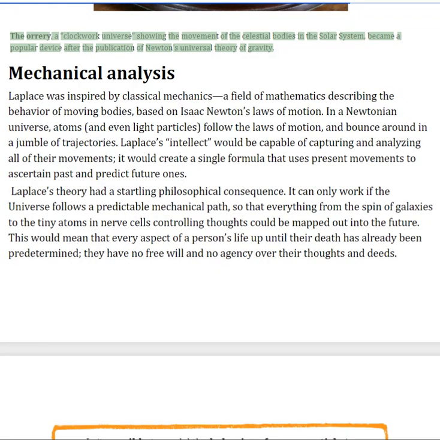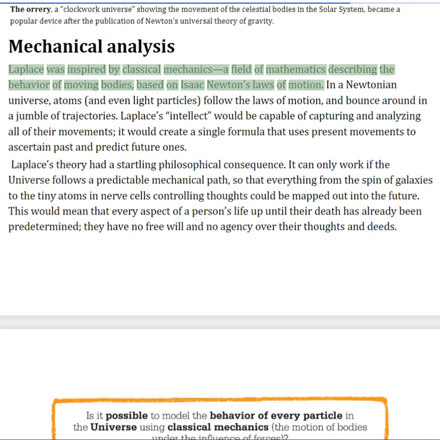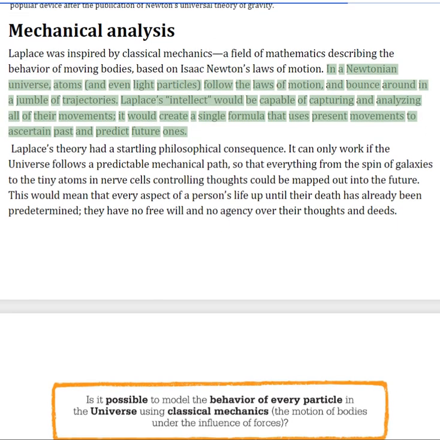The orrery, a clockwork universe showing the movement of the celestial bodies in the solar system, became a popular device after the publication of Newton's universal theory of gravity. Mechanical analysis. Laplace was inspired by classical mechanics, a field of mathematics describing the behavior of moving bodies, based on Isaac Newton's laws of motion. In a Newtonian universe, atoms follow the laws of motion and bounce around in a jumble of trajectories. Laplace's intellect would be capable of capturing and analyzing all of their movements. It would create a single formula that uses present movements to ascertain past and predict future ones.